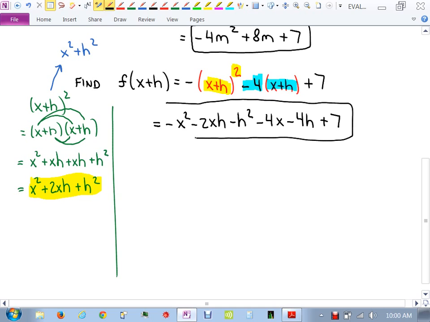You don't need to worry about rearranging the order. Like some teachers will say, put all your x squareds, and then you would do the minus h squared, and you try and do some sort of descending order. But it's hard when you have multiple variables to get a proper descending order. So you can just leave it. All right.